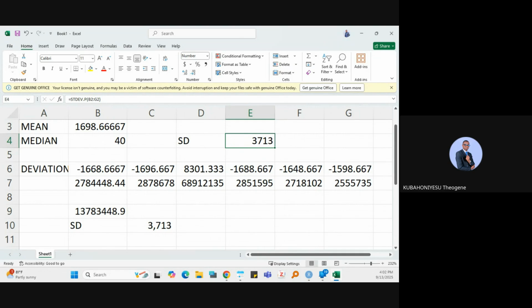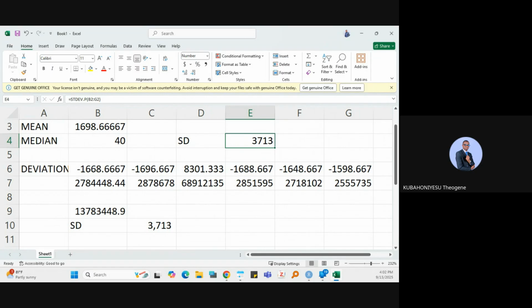Okay, so I hope this is clear. Now we have explained the median, the mean, the standard deviation, and also the variance. They are measures of central tendency, like the mean, and measures of variation, like the standard deviation and variance. So whenever you meet the standard deviation, please know how to interpret it.